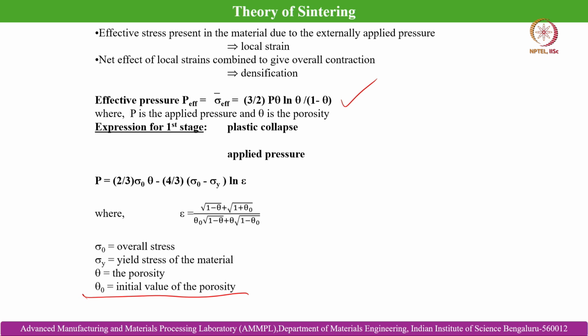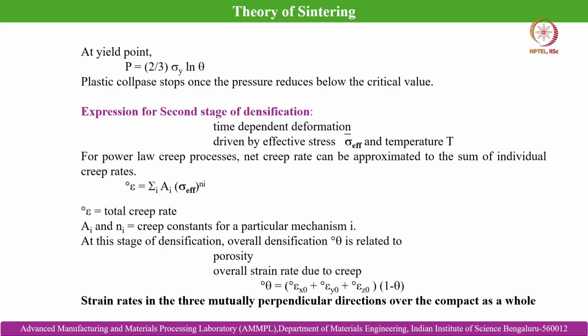So, this is the expression from which we can calculate the strain value, and we can also calculate the pressure needed from the sintering stress that is getting generated, that is sigma 0. So, this is high. At any point P is equal to 2/3 sigma y ln theta. Plastic collapse stops when the pressure reduces below the critical value. So, this is how we can determine the pressure needed for pressure assisted sintering processes, where a simultaneous effect of temperature and pressure can be seen.